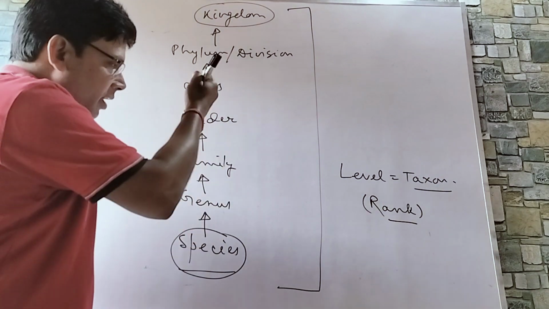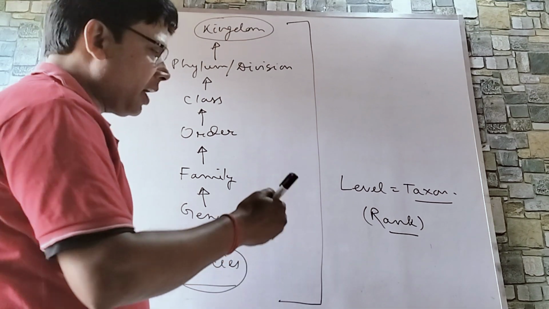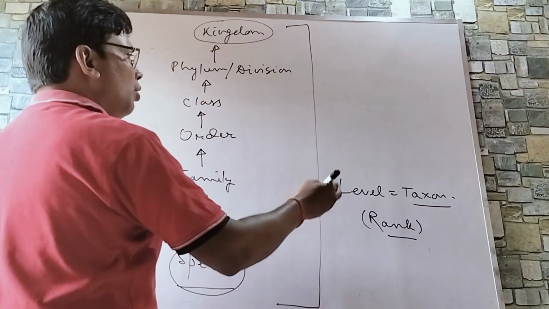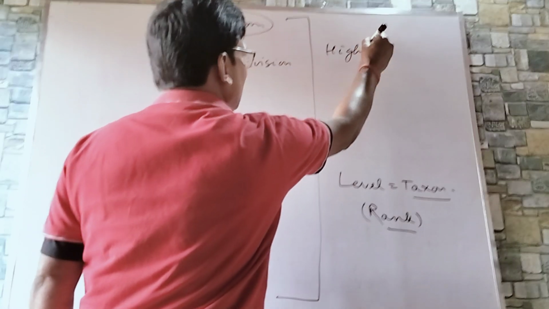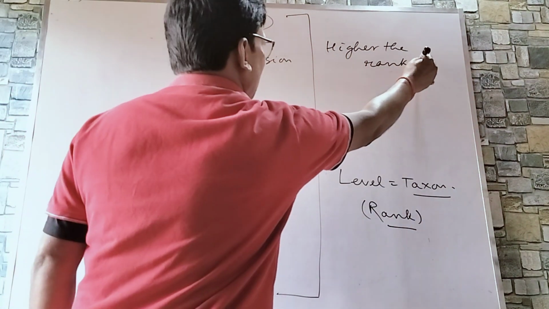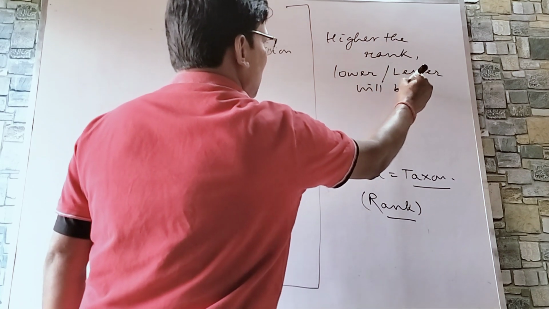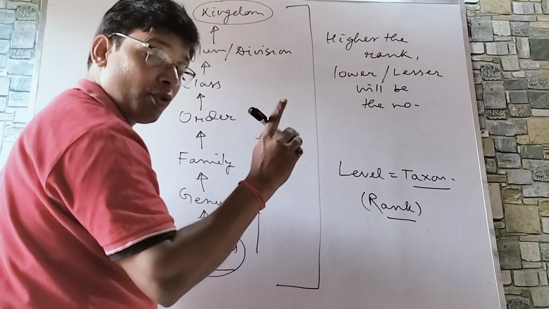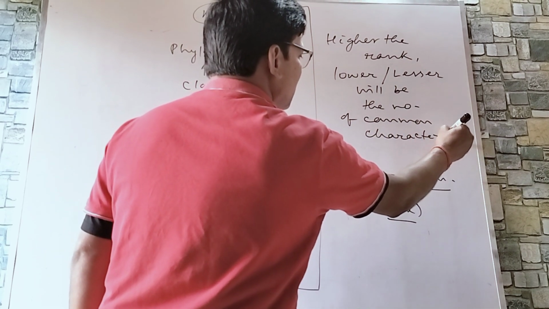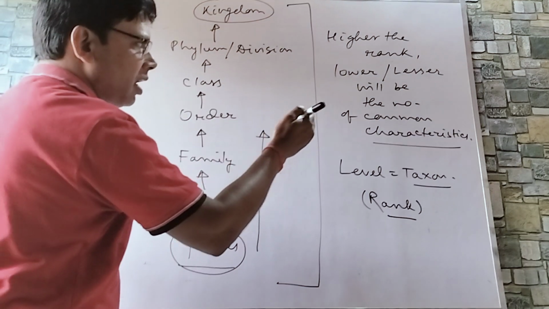And the higher the rank, the lower will be the number of common characteristics. So you must mention here: higher the rank, lesser will be the number of common characteristics of living things. So this shows the inversely proportional relationship between rank and the number of common characteristics.